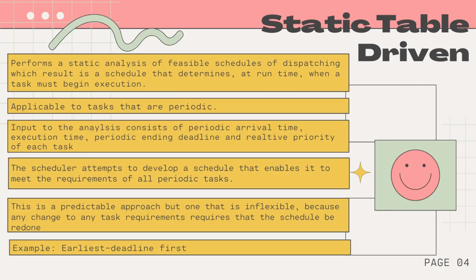It performs a static analysis of feasible schedules of dispatching, the result of which is a schedule that determines at runtime when a task must begin execution. It is also applicable to tasks that are periodic. Input to the analysis consists of periodic arrival time, execution time, periodic ending deadline, and relative priority of each task. The scheduler attempts to develop a schedule that enables it to meet the requirements of all periodic tasks.